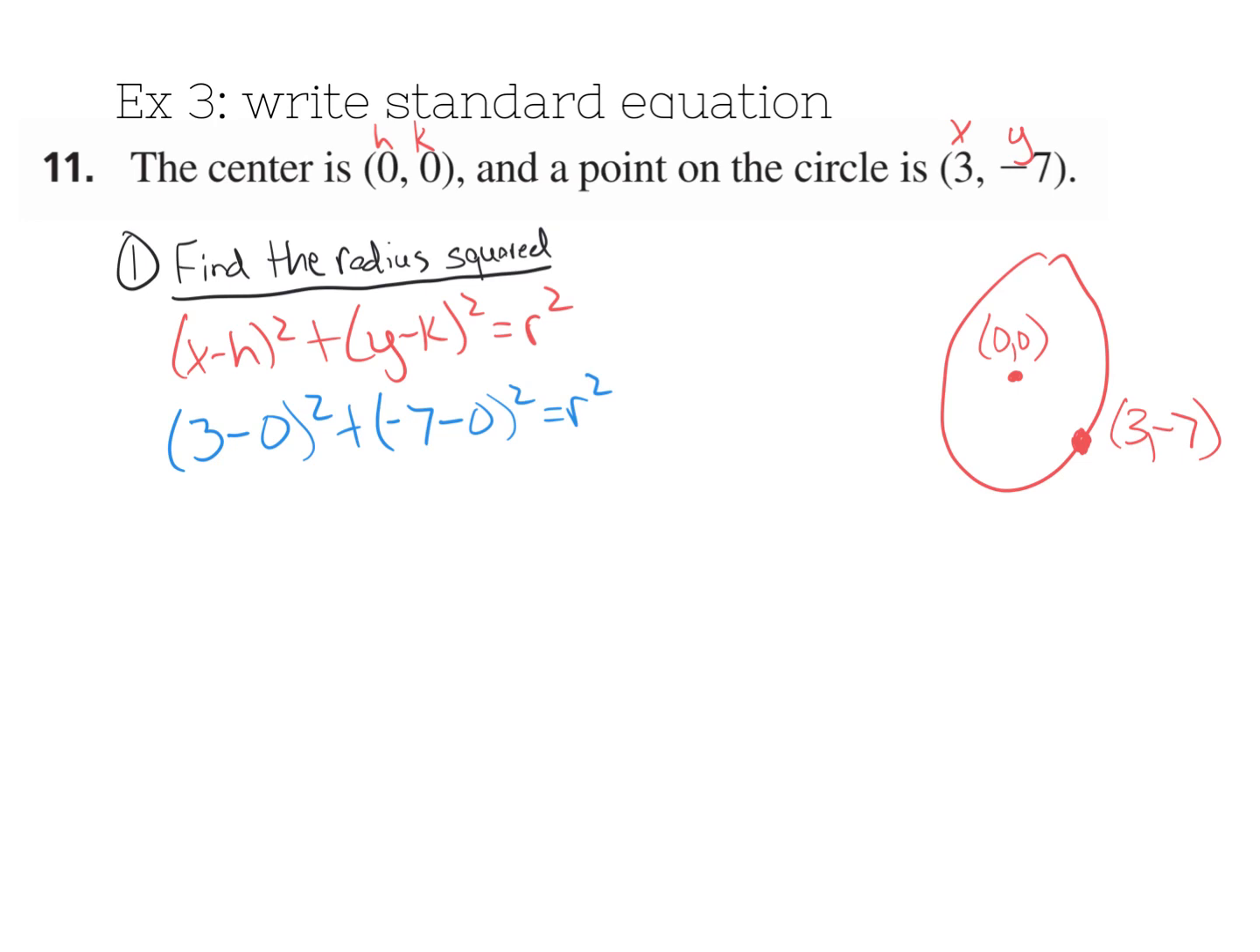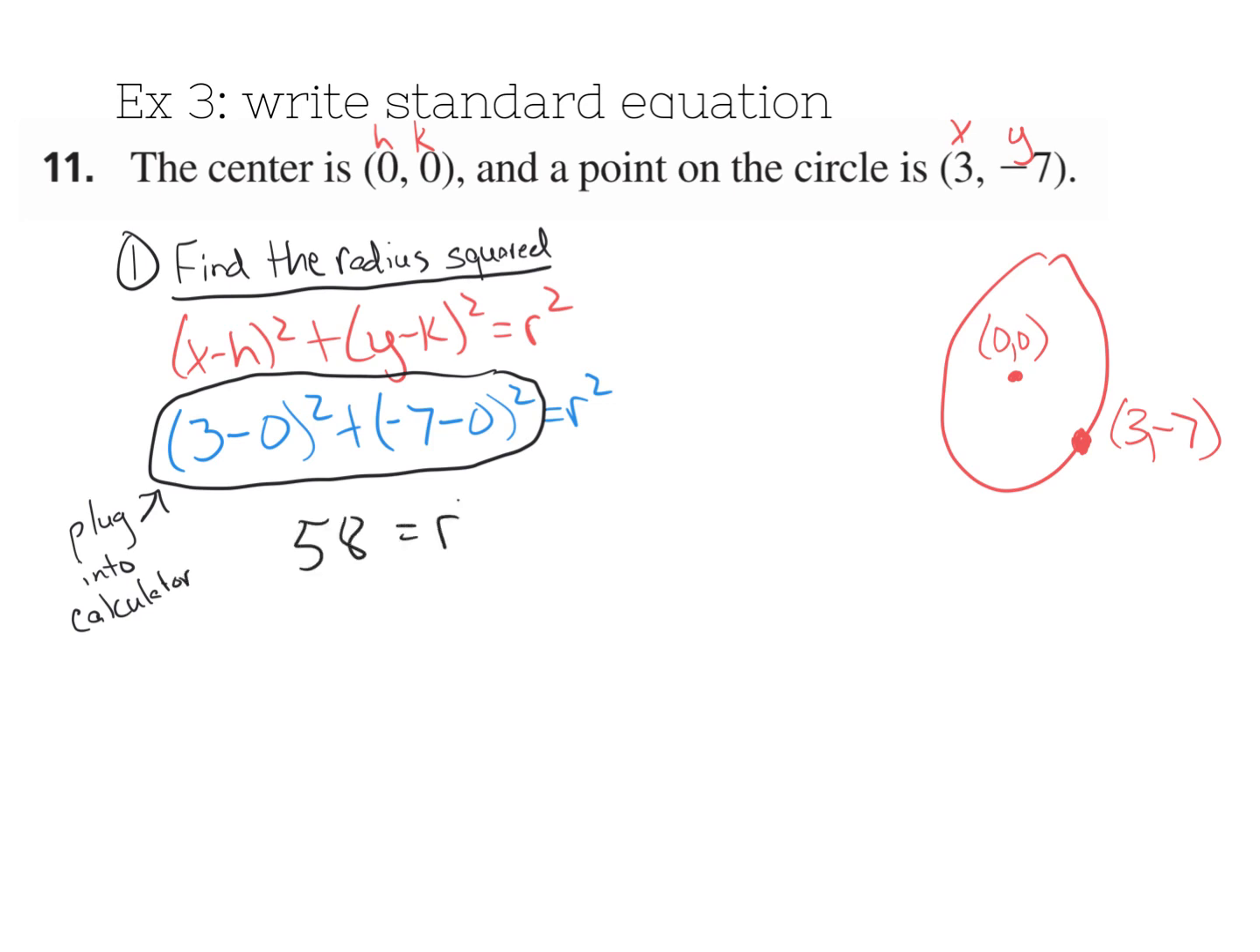Okay. Now, literally, I'm going to take this whole section right here, plug it into my calculator. Exactly like that. So plug into your calculator. So when you do that, you get 58 is equal to r squared. All right, the reason I'm not going to find r is because of this.